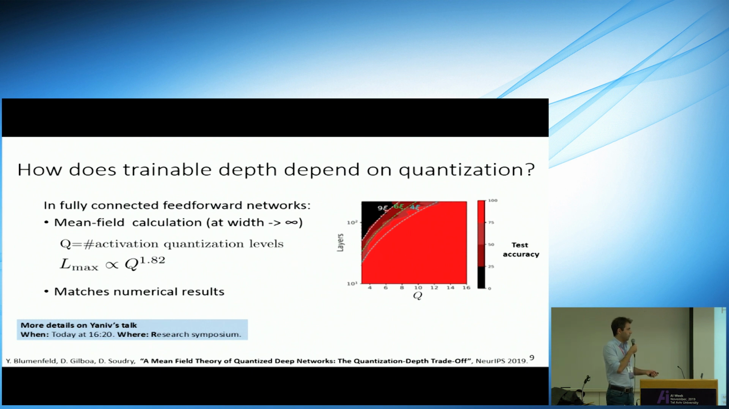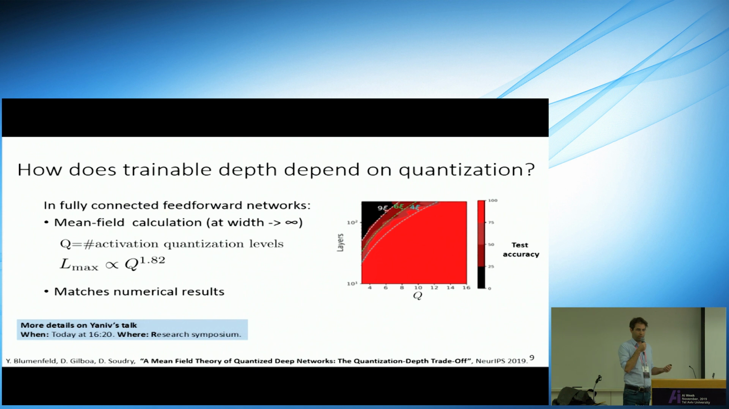But the main thing is that we found an equation that gives us the depth we can train, given the number of levels of quantization of the activation. So if the number of activation levels, the quantization levels of the activations, is Q, then the maximum depth you can train is Q to the power of 1.82. We had this calculation, and it seems to match well with the empirical results. So up to some constant factor, we seem to get the correct qualitative behavior.